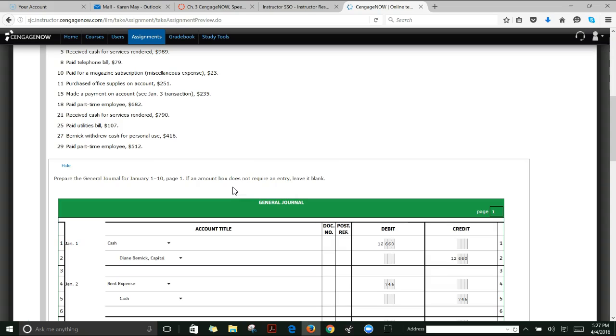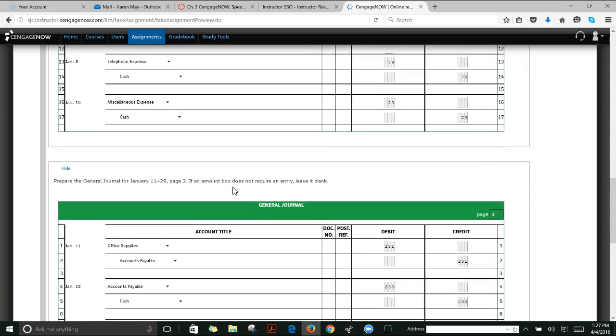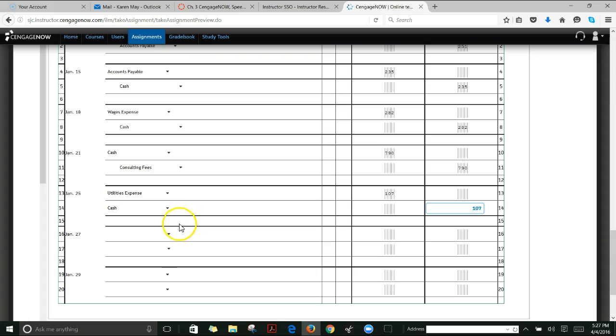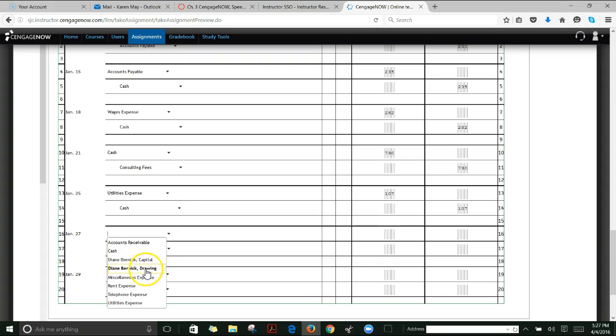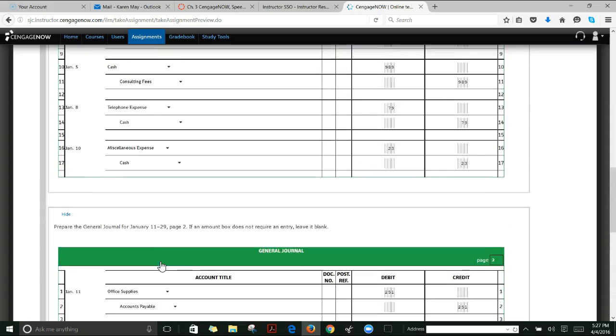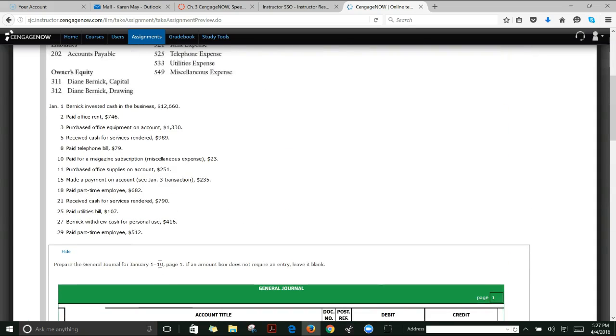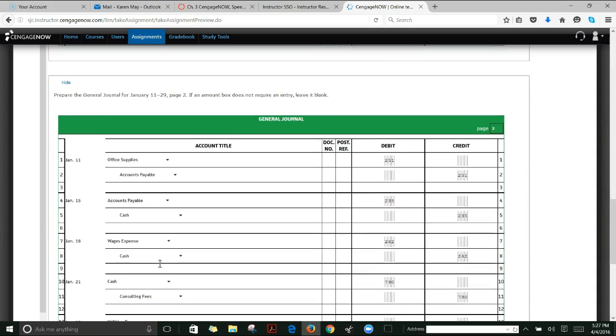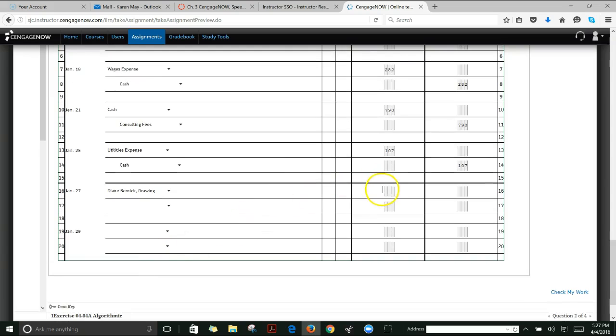And on the 27th, the owner withdrew cash for personal use. So we go down here and we're going to debit her drawing account. And I've already forgotten the amount, $416. And cash, $416.